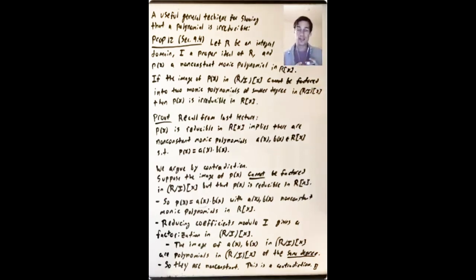So one way to show that polynomials are irreducible, for example, in Z bracket x, is to reduce all the coefficients modulo some prime p and see that what you get is a polynomial that cannot be factored in Z mod pZ bracket x. So I'll pause and erase, and I'll show you one example of this kind of reasoning.